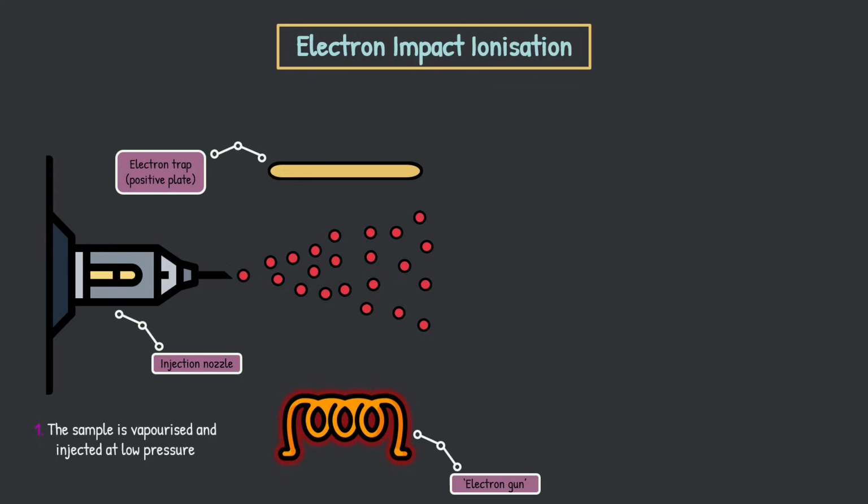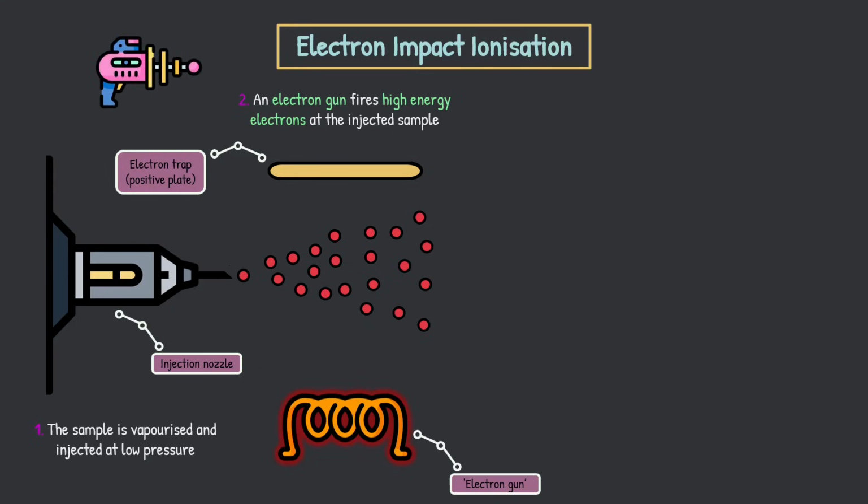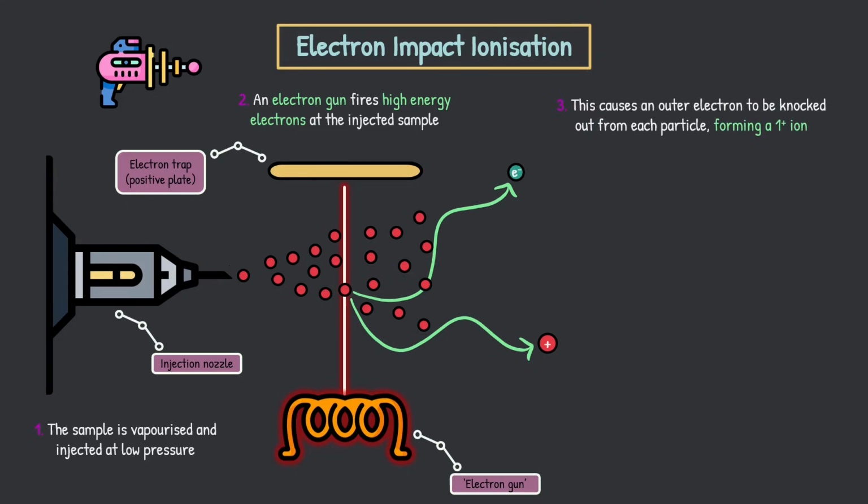What happens next? So this electron gun right here fires high energy electrons at the injected sample. And these electrons, if they hit one of the isotopes in this sample or molecules, whatever you're looking at, it's going to fragment. It's going to become ionized. And the way that it's ionized is an outer electron is knocked out from each particle. So the outer shell of electrons, an electron hits it, it knocks an electron away, and it forms a 1+ positively charged ion.